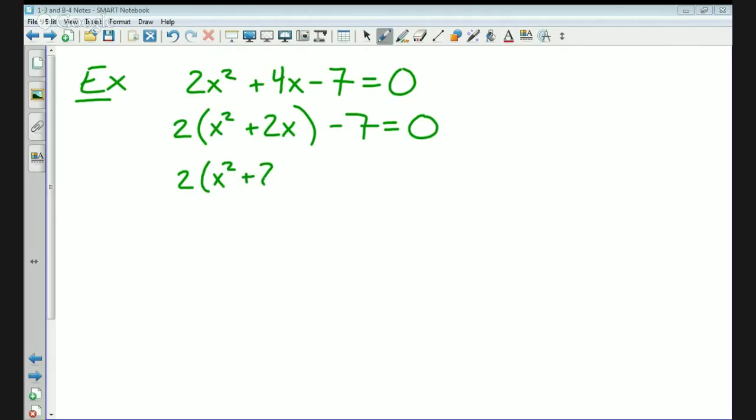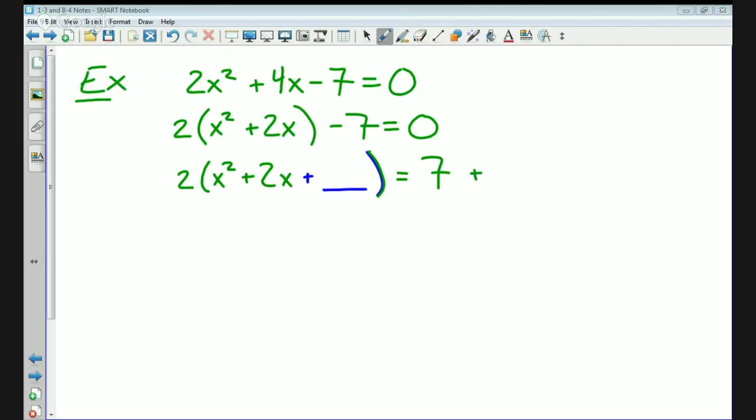I'm going to move that 7 to the other side. And I'm also going to put in a little blank here that allows me to add something in so I can complete the square inside those parentheses. Now on the right side, I still want to keep this equation in balance. This is very important. We're going to add something in on the left, better do it on the right.